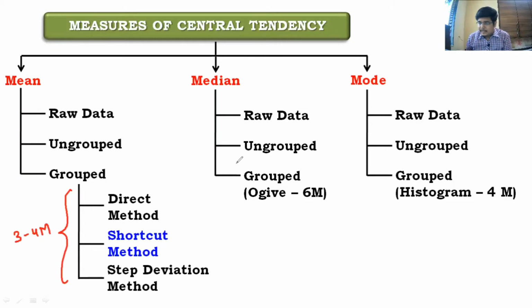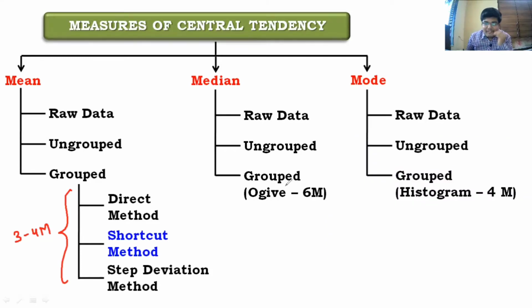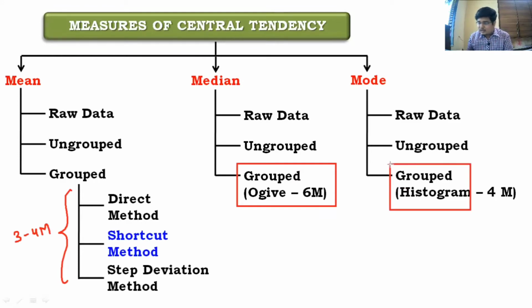Next, for median, grouped data, median, ogive. In the past 10 years, every year, one question has come of 6 marks. So it's a must. It comes every year. So this question of ogive, we'll see in detail what is ogive, but this question comes every year. And usually it comes in the non-compulsory section. Next, coming to mode. Mode, again, for the grouped distribution we will be using a histogram. Now this question has come 8 times in the past 10 years. And the question is for 4 marks.